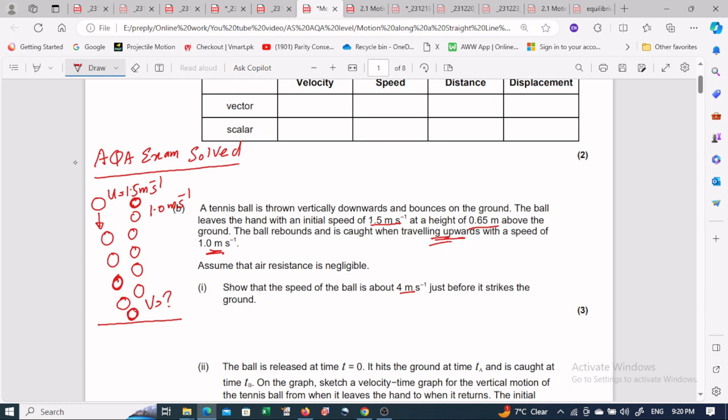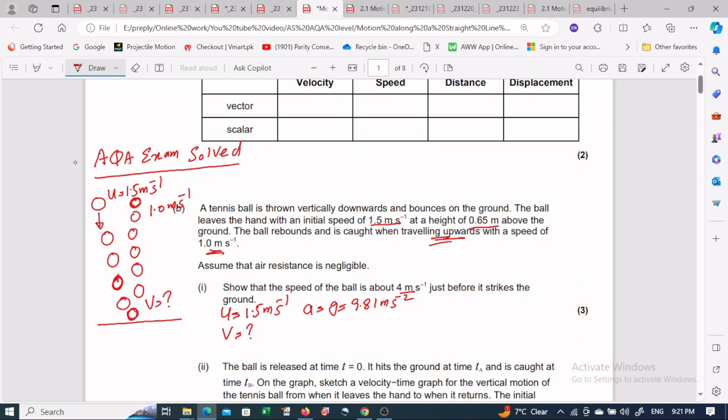In order to find this speed, we just use the equation of motion. First of all, I will write the data. The initial speed u is equal to 1.5 meter per second. The final speed v needs to be found, the speed just before striking the ground. The acceleration is gravitational acceleration, equal to 9.81 meter per second squared.